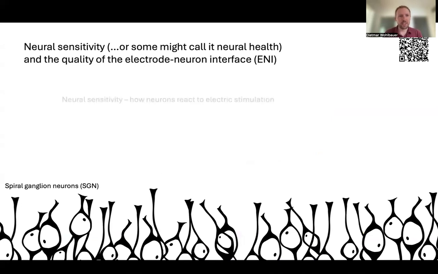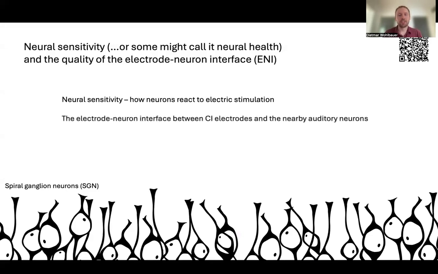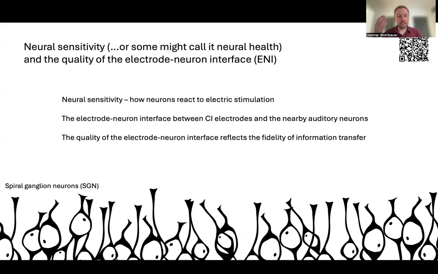And just before I start, I want to introduce a few terms: neural sensitivity, like how neurons react to electric stimulation; the electrode neuron interface, which is the interface between electrode and the neural region; and also the quality, which reflects the fidelity of information transfer, which is very important to understand what the electrode neuron interface actually shows, or the differences we see.